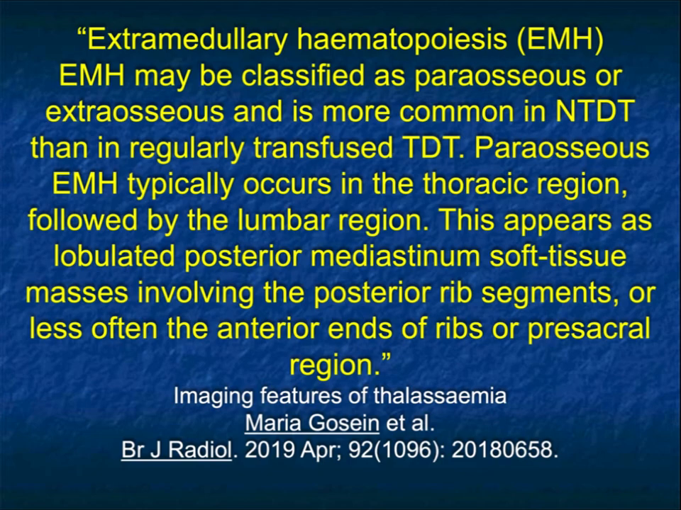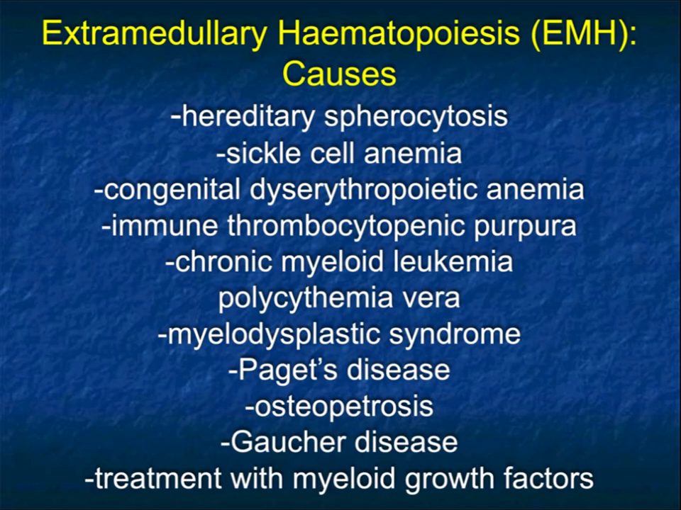I've showed it in the liver, and I've showed it in the spleen. When we talk about extramedullary hematopoiesis in this article by Gosin, it can be classified as paraosseous or extraosseous and is more common in NTDT than in regular transfused TDT. Paraosseous extramedullary hematopoiesis most commonly occurs in the thoracic region, followed by the lumbar region. And this case was just a spectacular example of all the findings you can see in extramedullary hematopoiesis.